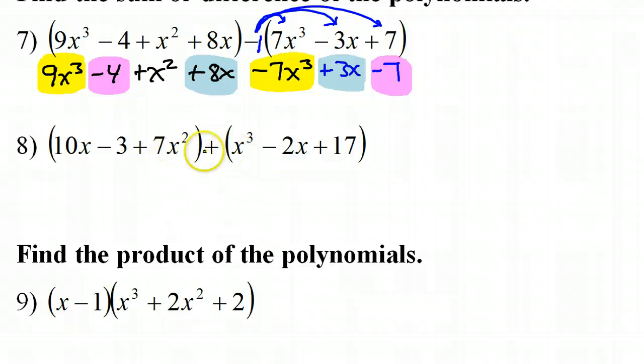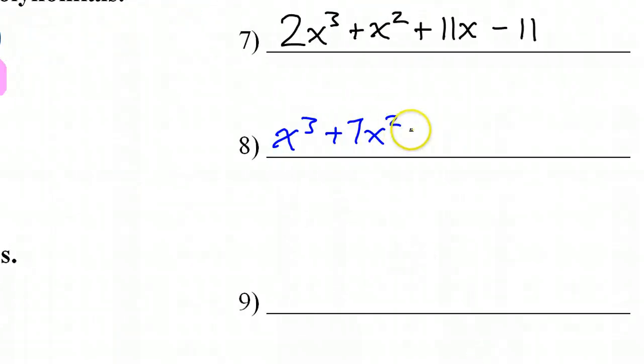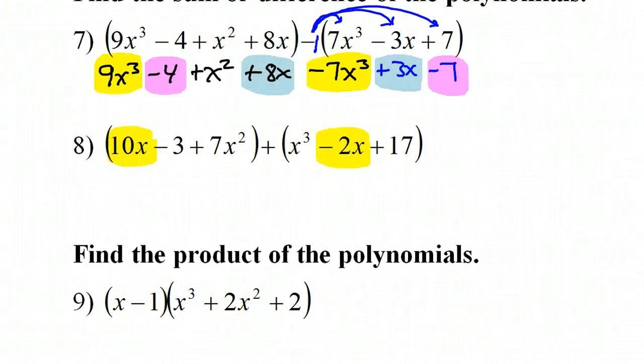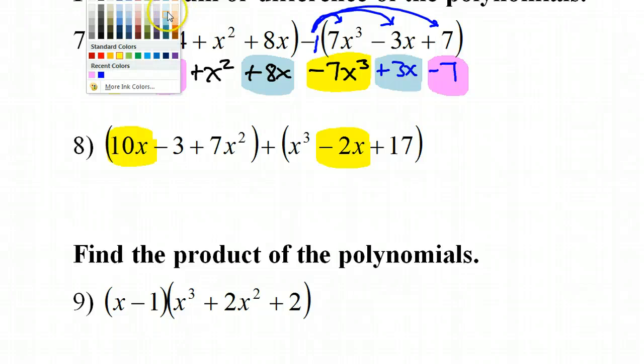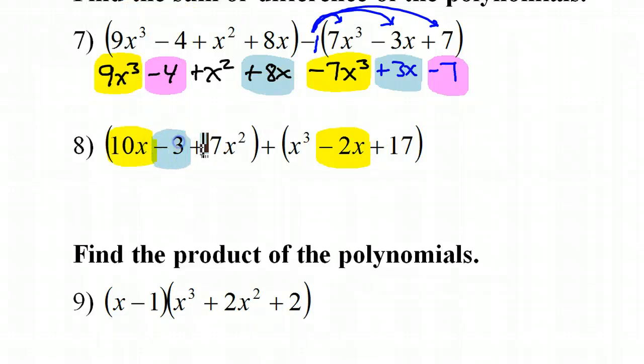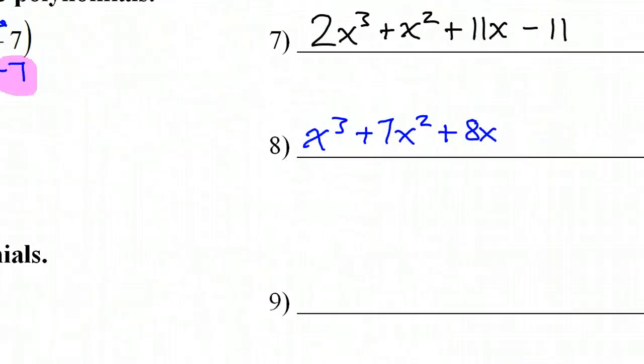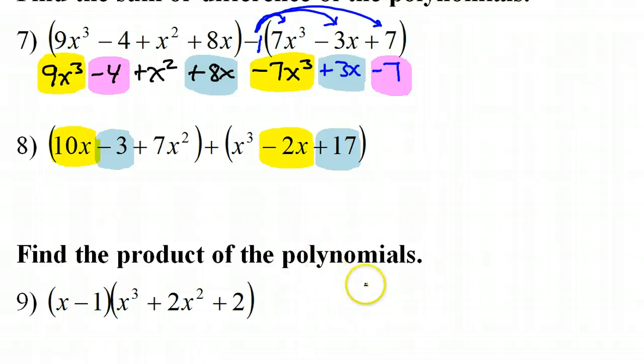Okay, then that brings us to the x term. Now, there are like terms there. So we have the negative 2x and we've got the 10x. Those are like terms, so we better put them together. 10 and negative 2, well, that's 8. So we'll have positive 8x next. Okay, and then the constant terms. So we have negative 3 and we have positive 17. So together that makes positive 14. So we'll have plus 14. Okay, that is it for number 8.